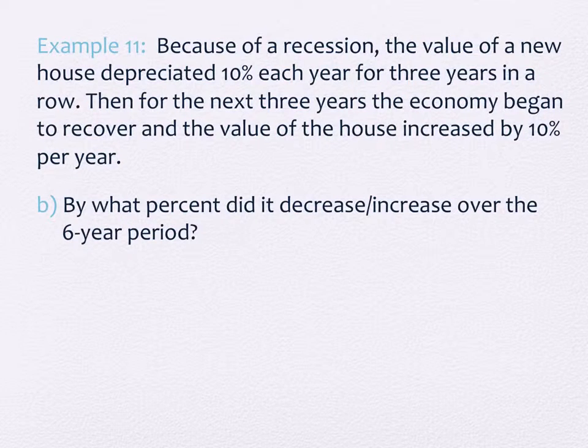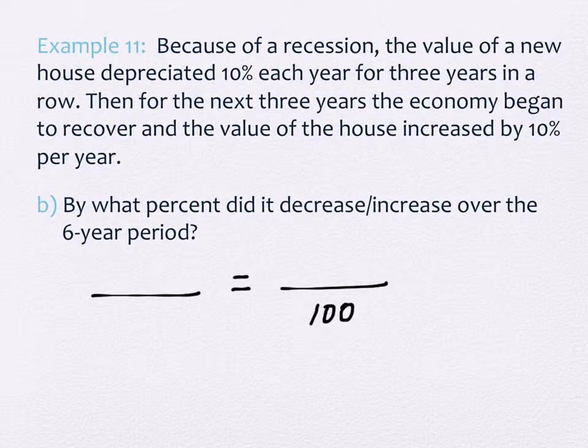So take a look at part B. It says, by what percent did it decrease or increase over the 6 years? Could you do it like the one we just got, the original, and then like this? A proportion? I think that's a great idea. Okay, so what's going to go in the bottom? 100%. I mean, what is the 100% value that we're talking about? The original amount that we chose, the $100,000 house, which is our made-up value.